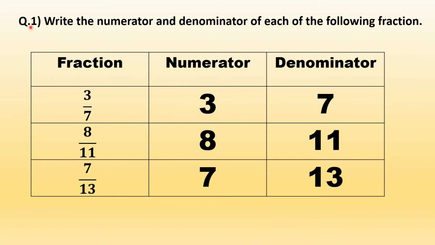Now question number 1. Write the numerator and denominator of each of the following fractions. See students, here the first fraction is 3 upon 7. In 3 upon 7, 3 is the numerator and 7 is the denominator. Now the second one, 8 upon 11. So 8 is the numerator and 11 is the denominator. Now the third, 7 upon 13. In 7 upon 13, 7 is the numerator and 13 is the denominator.